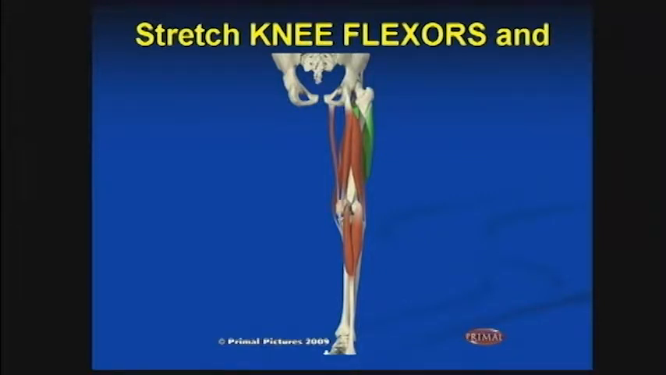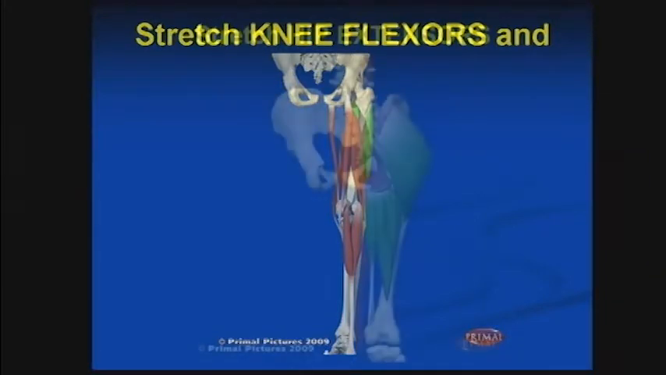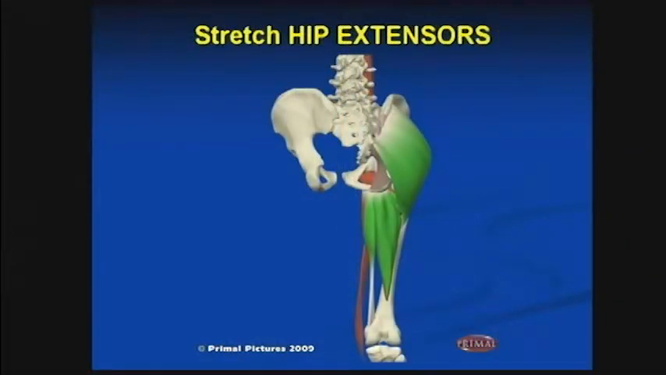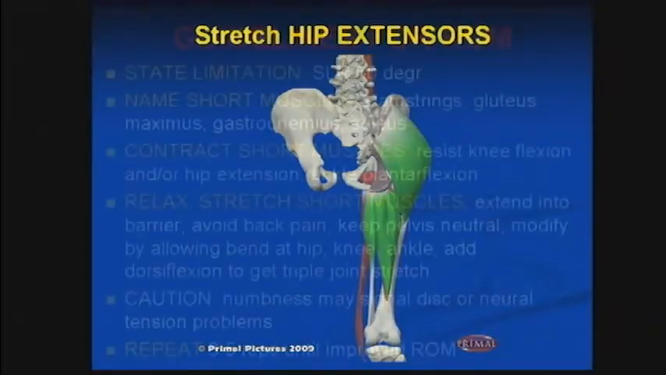They come from the ischial tuberosity down to the fibula and tibia, and the gastroc. Okay, the nice bulging muscle from the back of your calf, attaching from the posterior femoral condyles all the way down below your ankle to the tip of your heel. So you're going to be stretching the whole back of the leg here. Knee flexors and hip extensors. If you're flexing the hip, you're going to be stretching the hip extensors. Glute maximus and, of course, hamstrings.